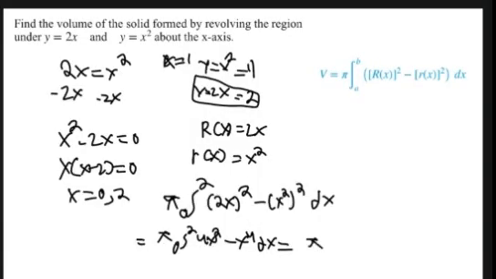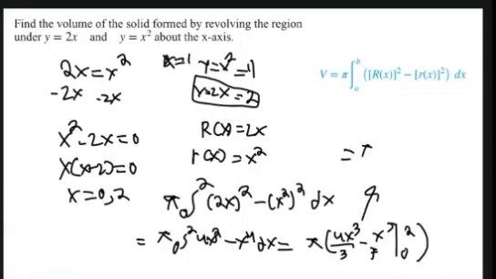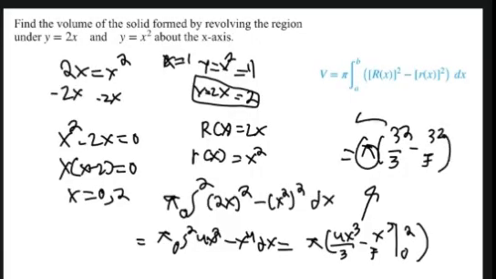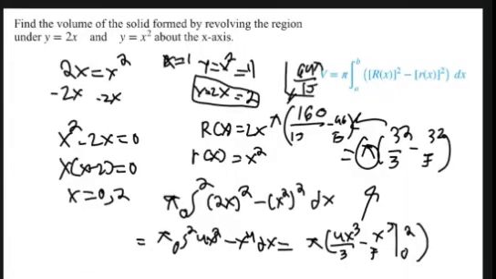Once we integrate that, we get 4x cubed over 3 minus x to the power 5 over 5. And we just evaluate that from 0 to 2. So once we plug in 2, we get 32 over 3 minus 32 over 5. Don't forget the pi, by the way. And then we get the common denominator 15, so we're left with 160 over 15 minus 96 over 15, which is 64 over 15. So our final volume is just going to be 64 pi over 15.